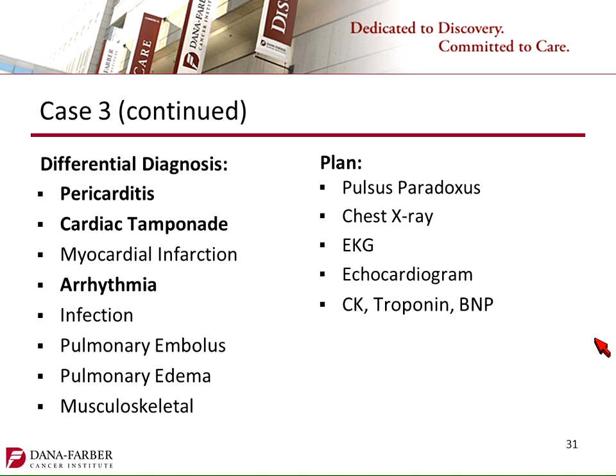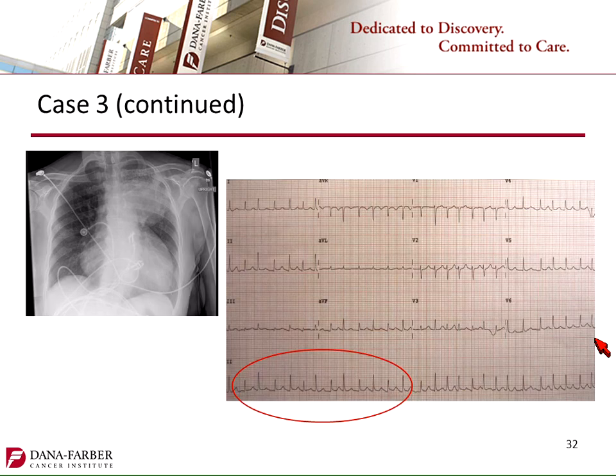So the differential diagnosis of acute chest pain that's positional in nature is pericarditis, tamponade, unlikely an infarction because it's positional. An arrhythmia usually causes more palpitations than pain, and then other much lower in the differential would be infection, PE, or musculoskeletal disease. The plan was for a pulseless blood pressure check, chest x-ray, EKG, echo, and cardiac enzymes. This was her chest x-ray, showing cardiomegaly, and on her EKG, she has what looks like electrical alternans, which is pathognomonic for pericardial tamponade.